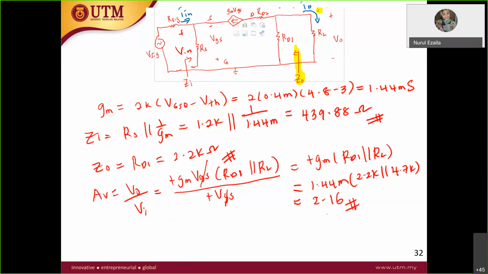We know that AI is I out over I in. So what is I out? Can someone give me what is I out? Just use the concept V equal to IR.